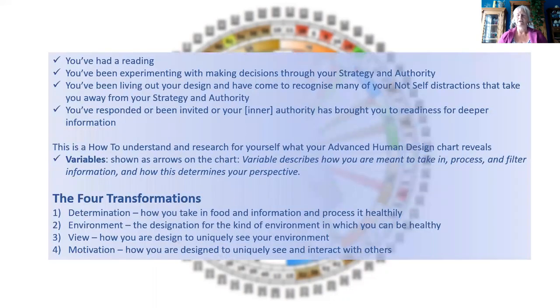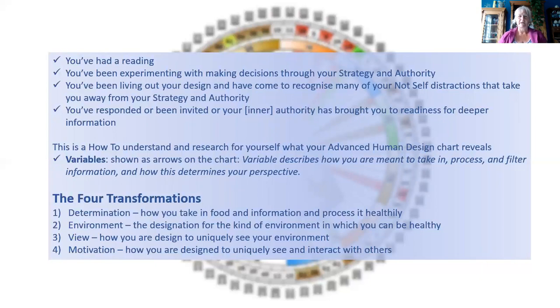So initially, Ra said that this deeper level information should be accessed at least 3.5 years into your experiment. Nowadays, you might have come across it at day one and be wondering what on earth this means. Basically, this information is better accessed if you've, say, had a reading or you've been experimenting with your own strategy and authority. So in other words, you've been trying out the surface level, the information about the centers, your not-self, the open center distractions, and you've got a good grasp of what all that is showing you, what that mechanical side means, and begun to recognize it in your own life.